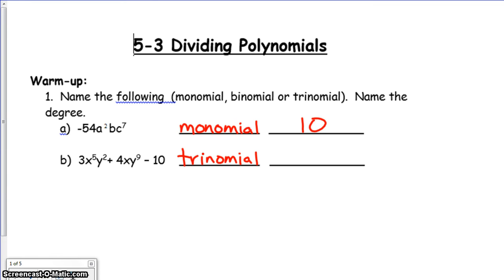So we look at the degree of each term. So our first term has a degree of 7, our second term has a degree of 10, and our last term has a degree of 0, so the degree of the trinomial is going to be 10.